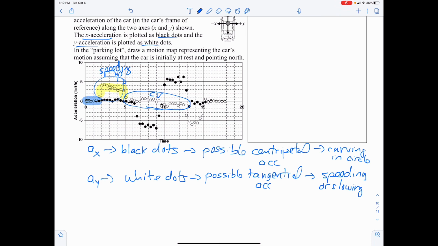Then for 2 seconds, the white dots appear to be slowing down, because you have negative acceleration, and negative acceleration would be in the negative Y direction. So we are slowing down from about 13 to 15 seconds. And then the white dots are showing you 0 acceleration, so constant velocity all the way. So that's what's happening with the white dots. Let's look at the black dots.